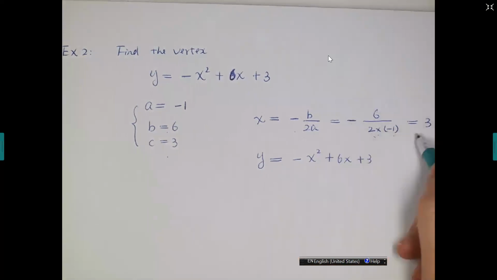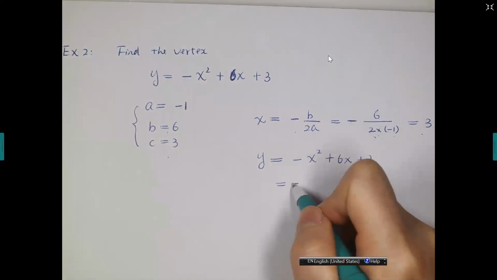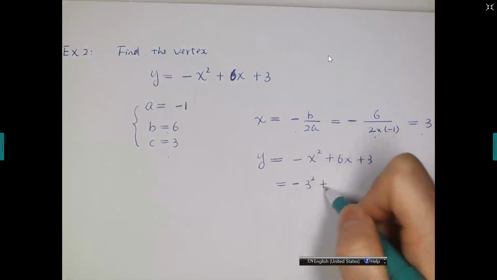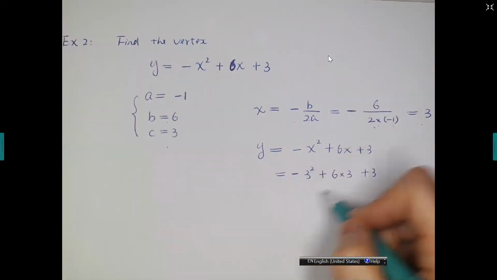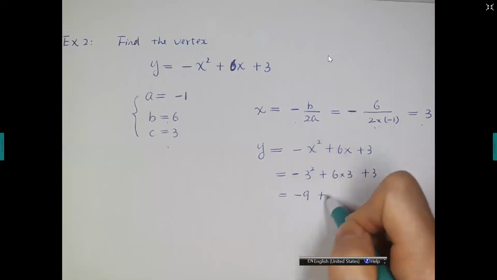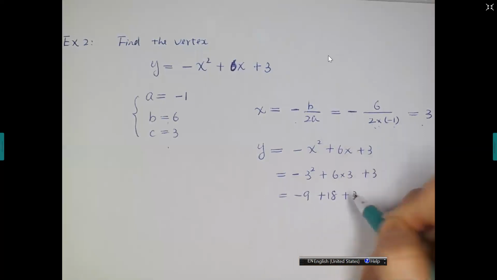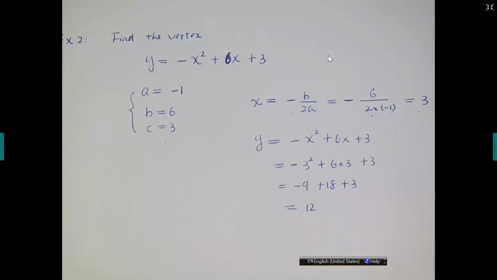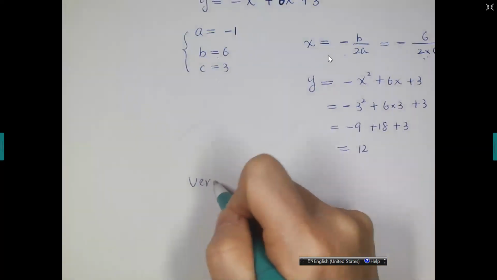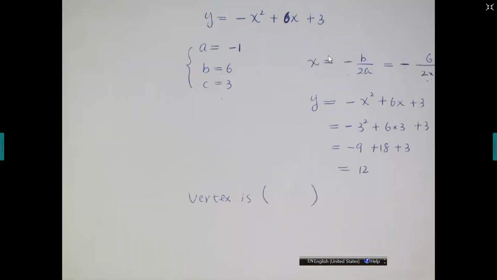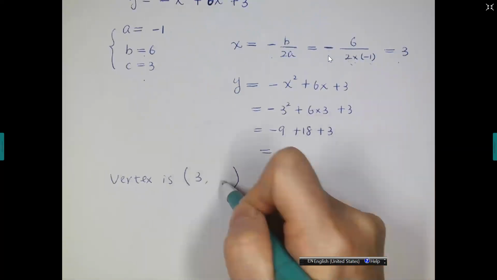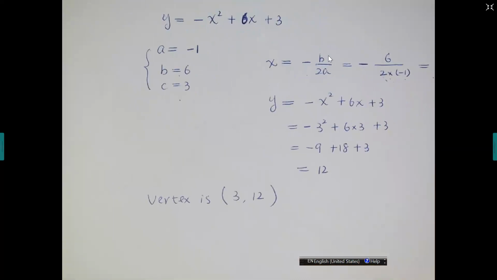Because we know x already, that will be -3 squared plus 6 times 3 plus 3. Simplify this, follow the PEMDAS rule. We got -9 plus 18 plus 3, that is +12. So therefore, we can answer the question here. The vertex is what? It is a point. The point has coordinate (3, 12). Done.